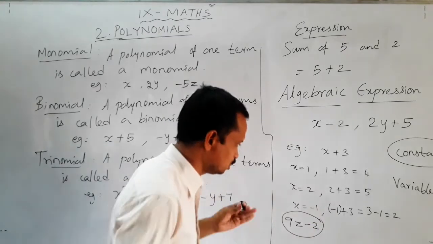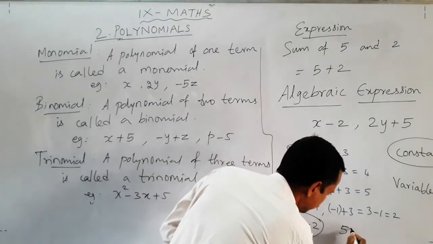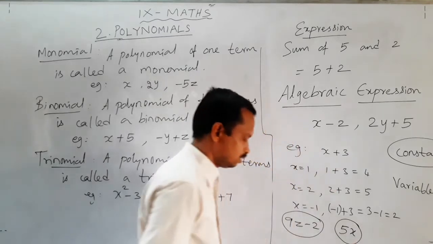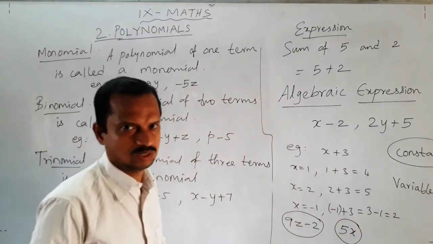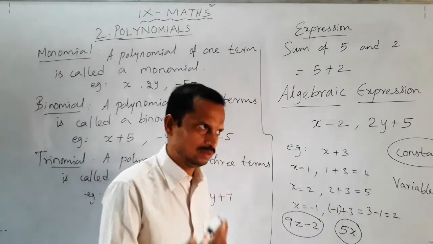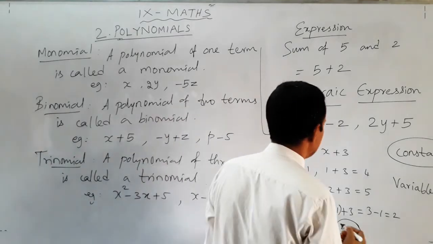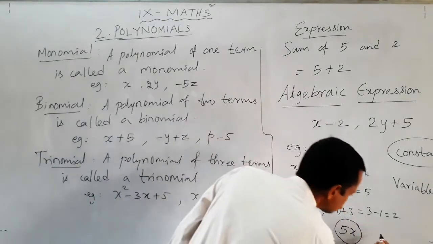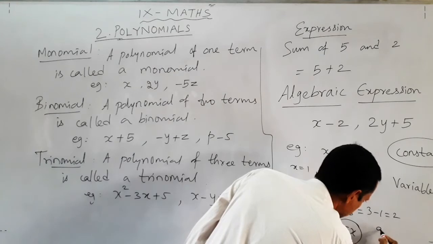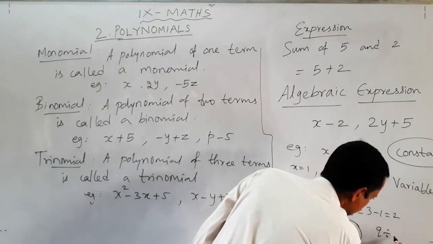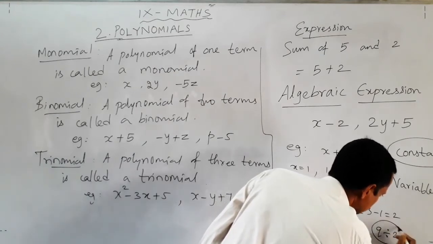So simply if you put 5x, then this is nothing but multiplication of 5 and x. Clear? So 5x is multiplication. Or another example you can give is q divided by 2. You see here the division symbol is there.